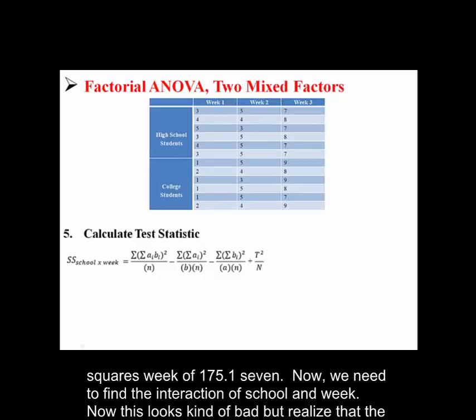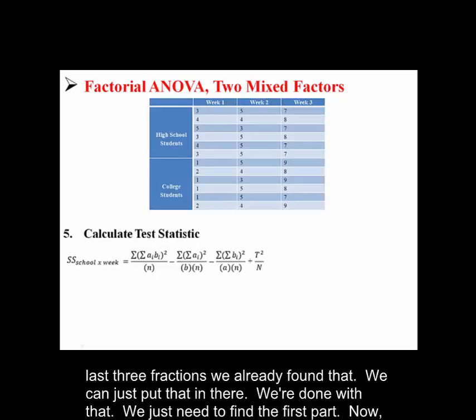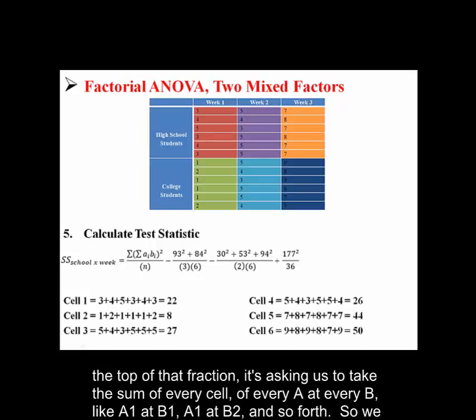Now we need to find the interaction of school and week. Now this looks kind of bad, but realize that the last 3 fractions, we already found that. We can just put that in there. We're done with that. We just need to find the first part. Now the top of that fraction is asking us to take the sum of every cell, of every A at every B, like A1 at B1, A1 at B2, and so forth.